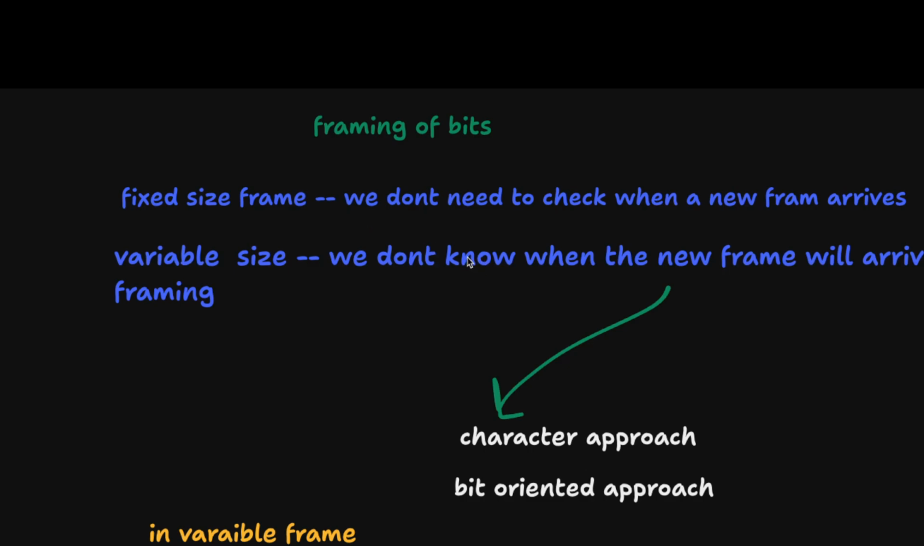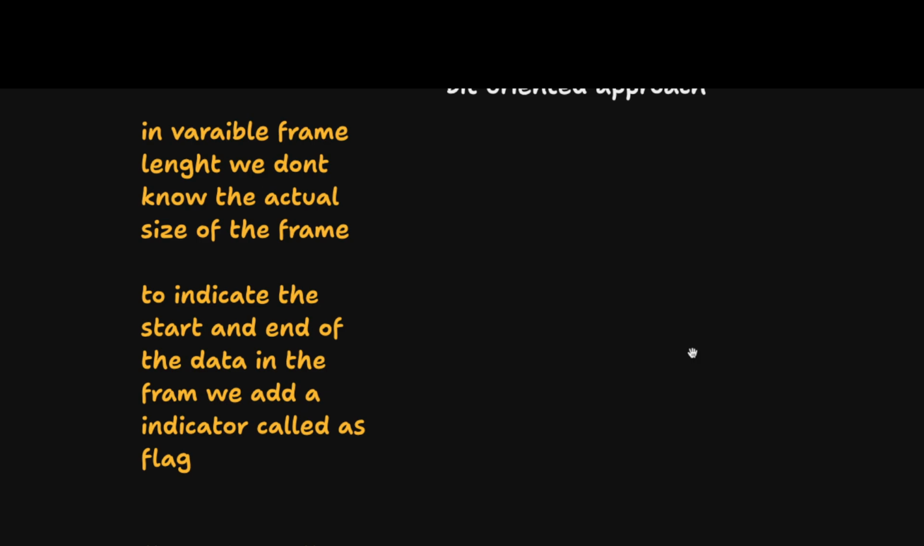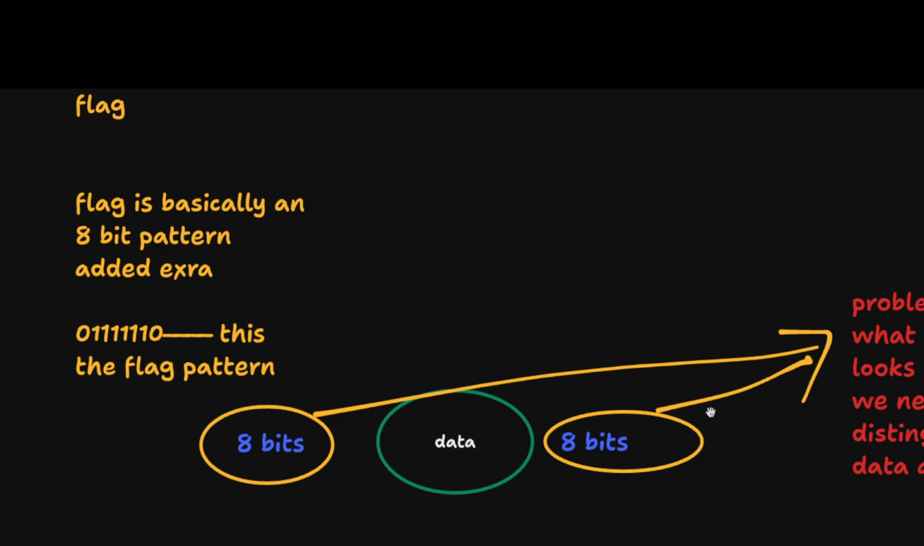Now variable size framing. When we don't know what the size of the new frame is, the problem is that we need some mechanism by which we can tell when the data is being sent and when the size of the data is complete. For that we add something called frame bits. We add 8 bits at the start and 8 bits at the end, which is basically a flag pattern. This indicates the start and end of the data.